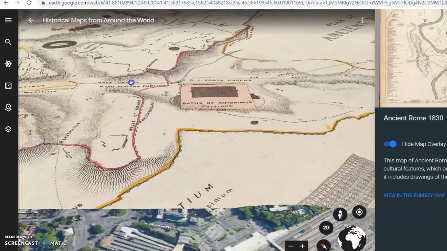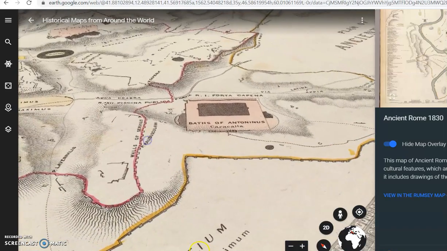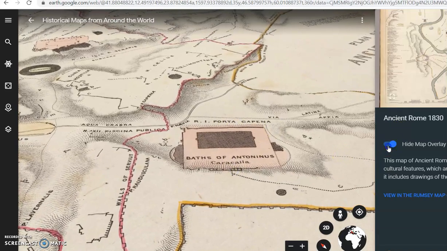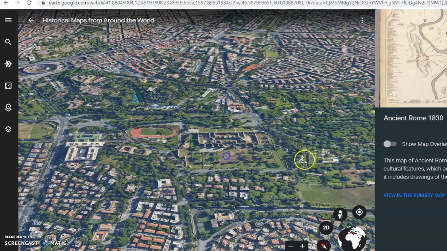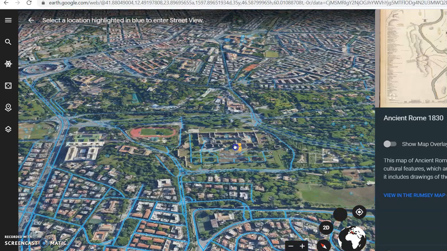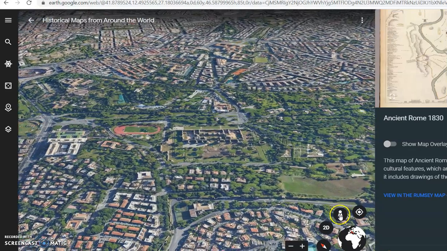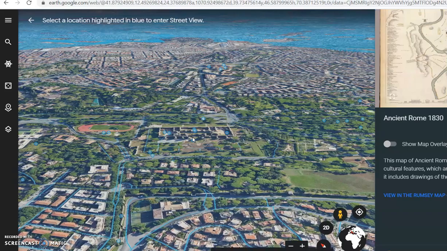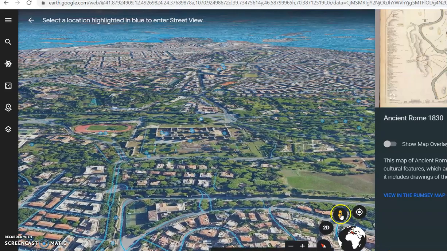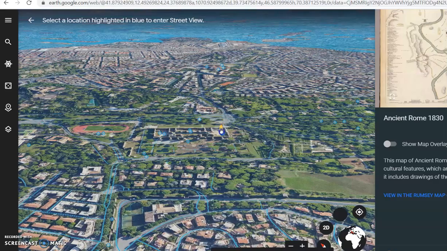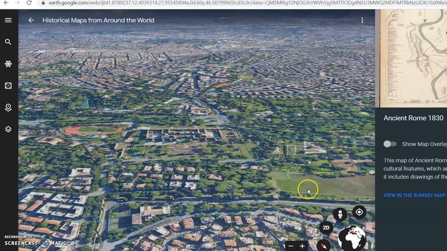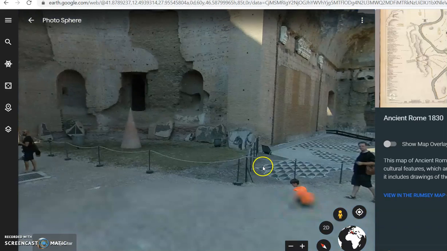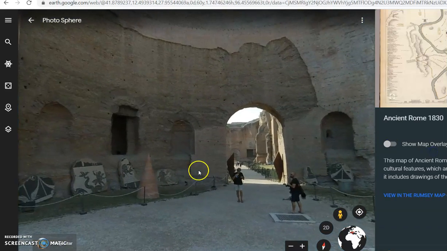But there are some things that are still here. There's Latium. There's another bath. What's there today? Let's check it out. Let me go there. There we go. Looks like we have some ruins of the bath.